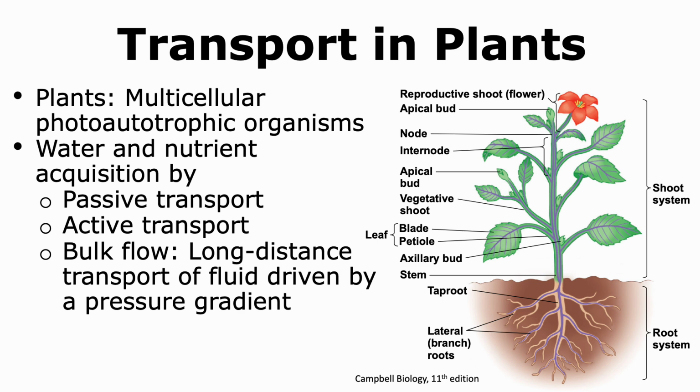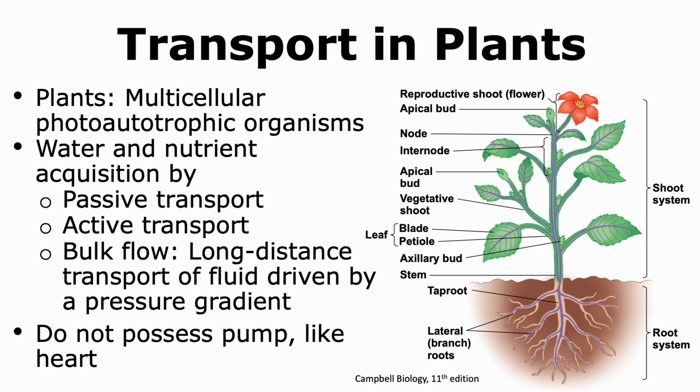Bulk flow is a type of long-distance transport where the transport of fluid is driven by a pressure gradient. Thus, the fluid and the substances dissolved in the fluid are able to move from a region of high pressure to a region of low pressure. Plants do not possess a pump, which is observed in some animals. In some animals, we are able to see the transport of fluids using a heart, which functions as a pump. This is absent in the case of plants.